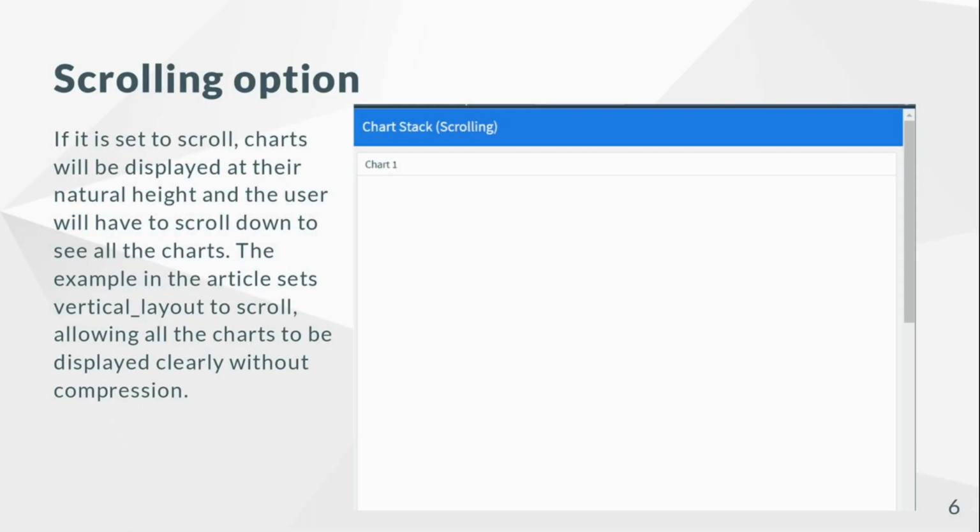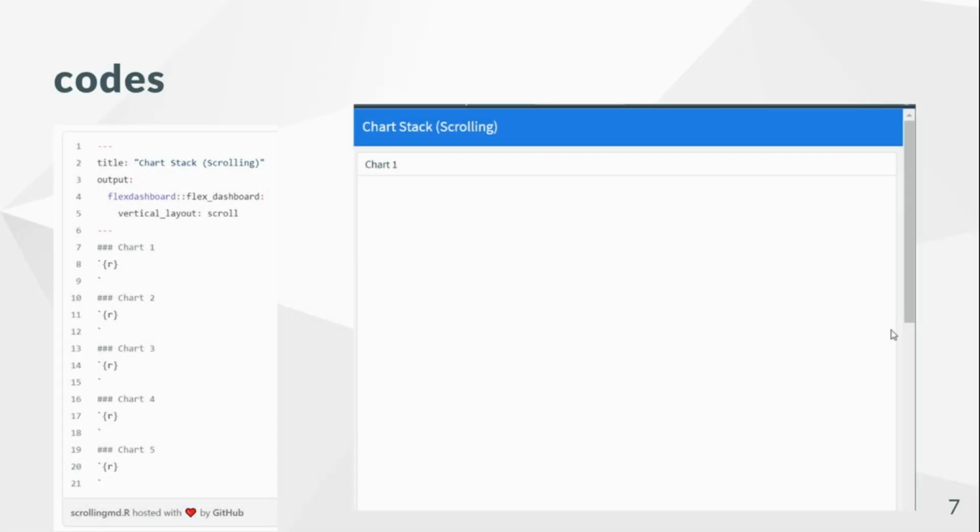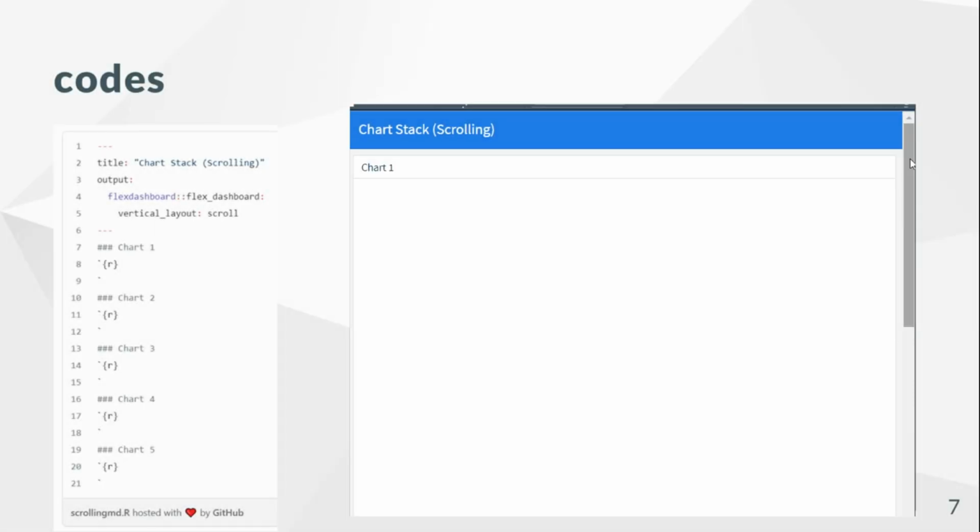By default, charts in a FlexDashboard are vertically stacked and resized to fit the height of the browser window. However, if you have many charts, this may lead to charts being compressed and difficult to read. To address this issue, you can use the vertical_layout option to control the layout of your charts. The vertical_layout option can be set to either fill or scroll.